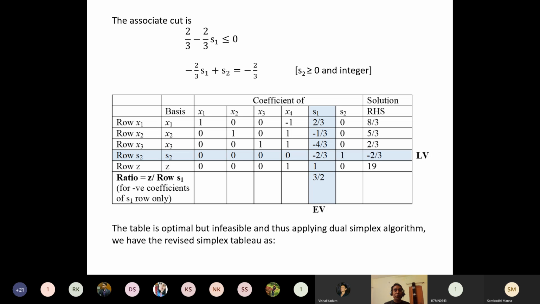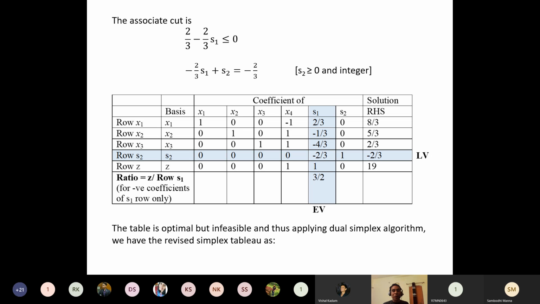So in the s2 row, the coefficient of x1 is 0, coefficient of x2 is 0, coefficient of x3 is 0, coefficient of x4 is 0, and coefficient of s1 is minus 2 by 3. I have put it here: coefficient of s1 is minus 2 by 3, coefficient of s2 is 1, and right hand side value is minus 2 by 3, and all other values remain the same. Here the coefficient of s2 in the x1 row is 0. In all other rows, the coefficient of s2 will be 0, because you have not added this slack variable in the other constraints. So this will automatically be 0.